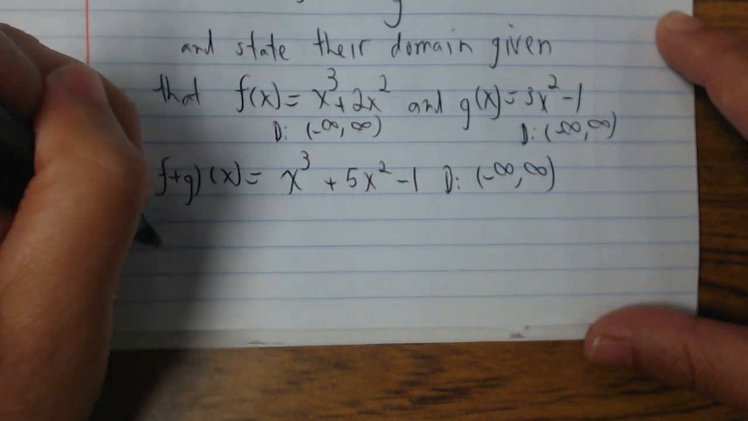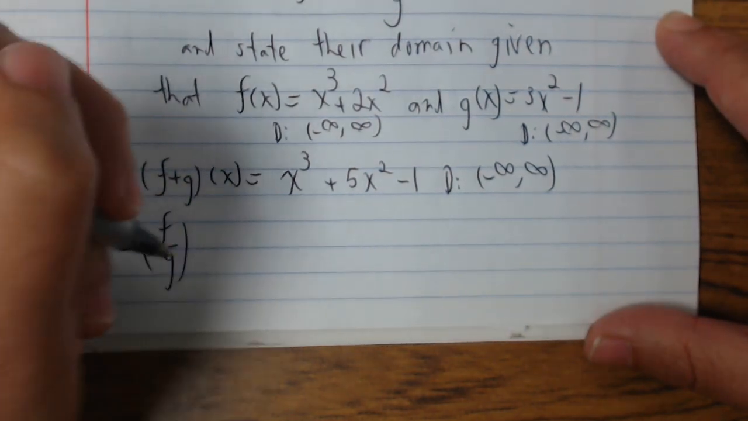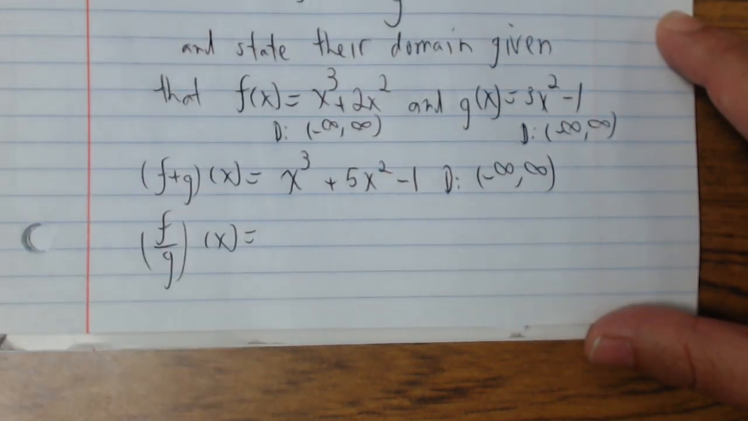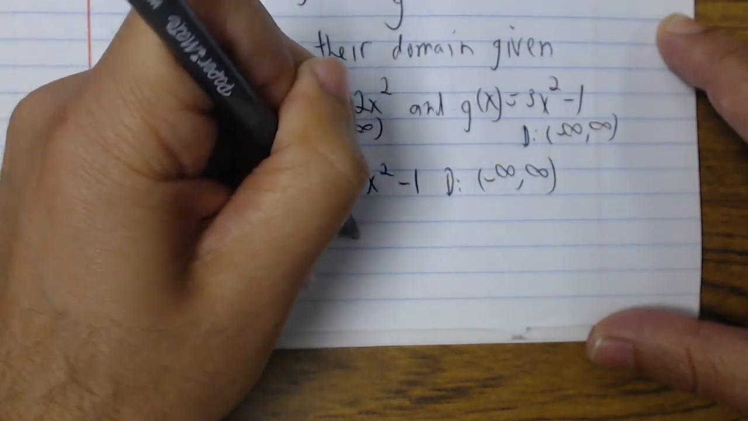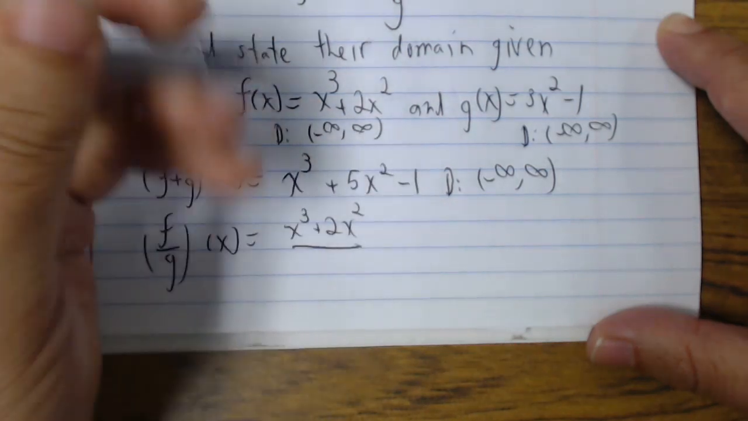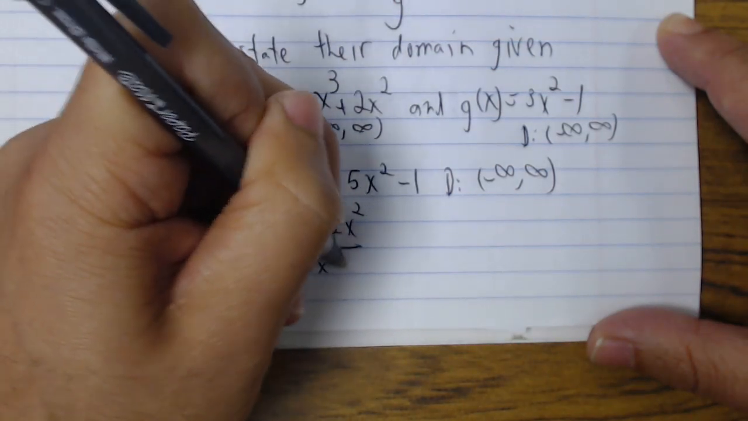Now f divided by g of x would just be x cubed plus 2x squared divided by 3x squared minus 1.